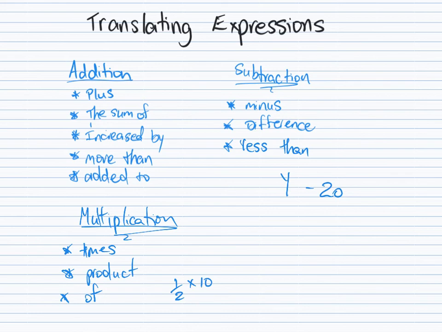All right, and divided, division. We have some words, but not as many, funny enough. The quotient of is a very important one. So I'll write that down. And then divided by, of course, divided into. So some popular ones that you really need to know: the sum of, the difference of, the product of, and the quotient of. Those are super important, but the others are important too.